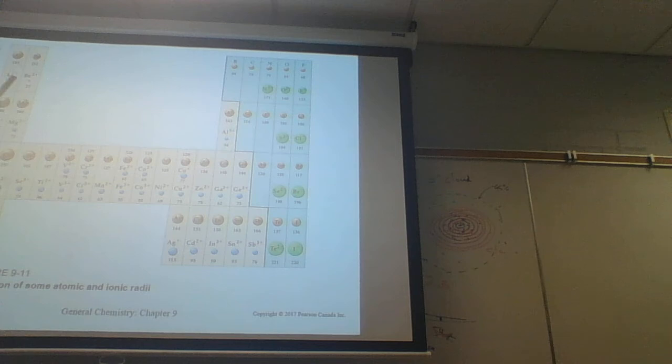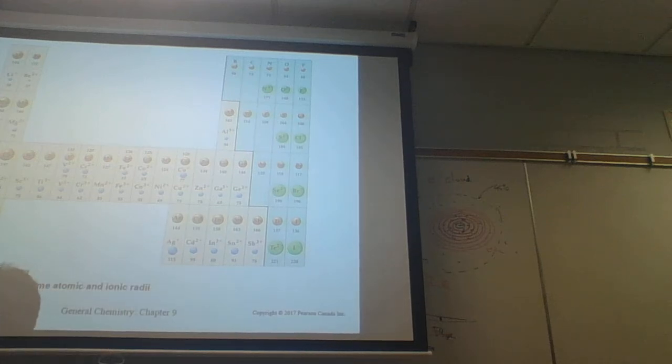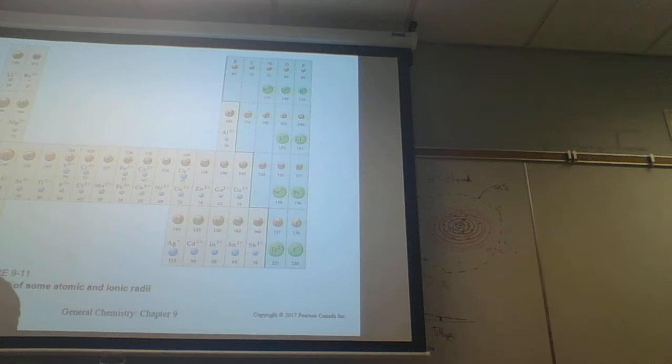Well, let's go to lithium and sodium. Sodium's got more of everything. It's got more protons, more neutrons, more electrons, and it's bigger. So sodium is bigger than lithium. It's got more stuff. But fluorine is smaller than lithium, and it's still got more stuff. And so why is that? Do you guys already know this or no?